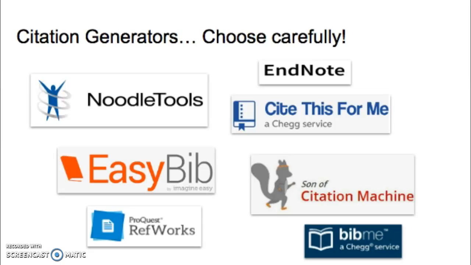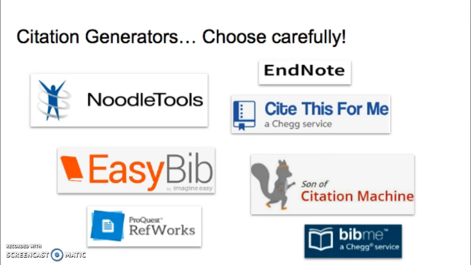Now, as far as generating citations, this is something that gives people lots of headaches, but it really doesn't need to. There are many different automated generators online. These are just a few. Some generators can even be add-ons in Chrome. However, you do need to be aware that many of the free generators aren't always accurate.